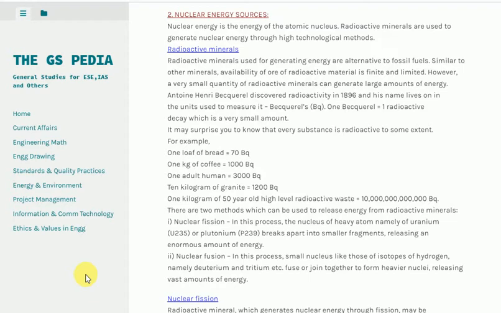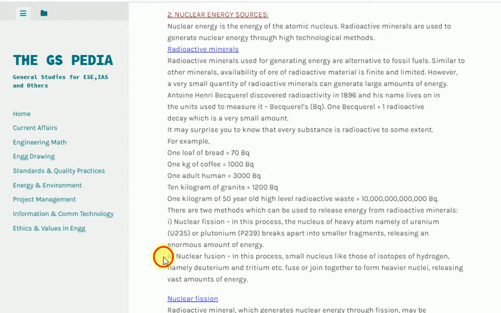There are two methods which can be used to release energy from radioactive minerals. 1. Nuclear fission. In this process, the nucleus of a heavy atom, namely of uranium U-235 or plutonium Pu-239, breaks apart into smaller fragments, releasing an enormous amount of energy. 2. Nuclear fusion. In this process, small nuclei like those of isotopes of hydrogen, namely deuterium and tritium, fuse or join together to form a heavier nucleus, releasing vast amounts of energy.